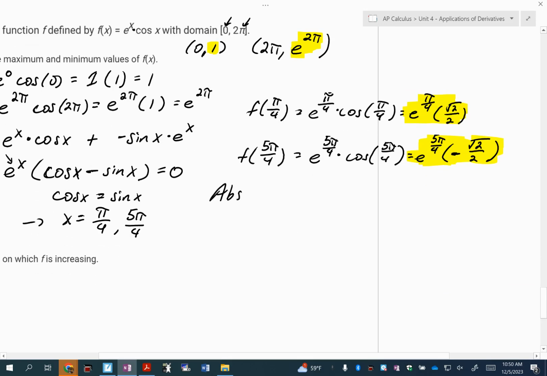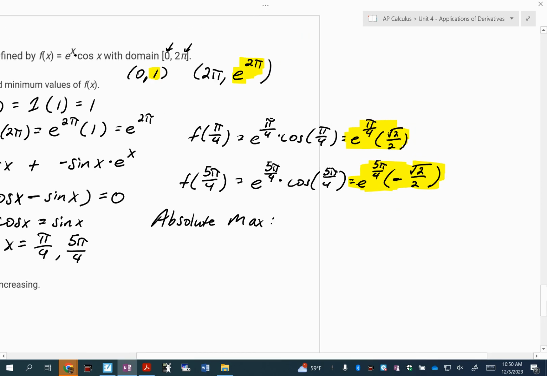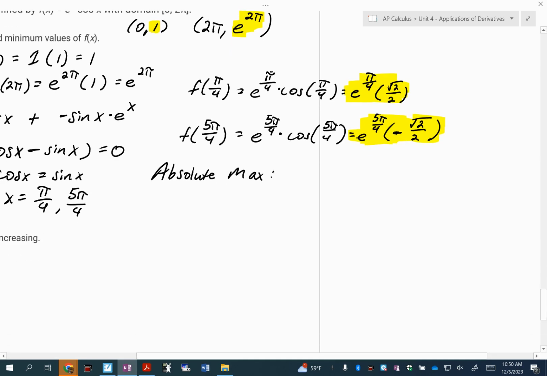The absolute max is probably a little bit more difficult to see. All right, so the absolute maximum is going to be this one here, e to the 2 pi power, because that is going to be larger than e to the pi over 4 power times that square root of 2 over 2. So the absolute max is e to the 2 pi power, and the absolute min is a little simpler to see. That's going to be negative e to the 5 pi over 4 power times the square root of 2 over 2. All right, so that's how you do that.